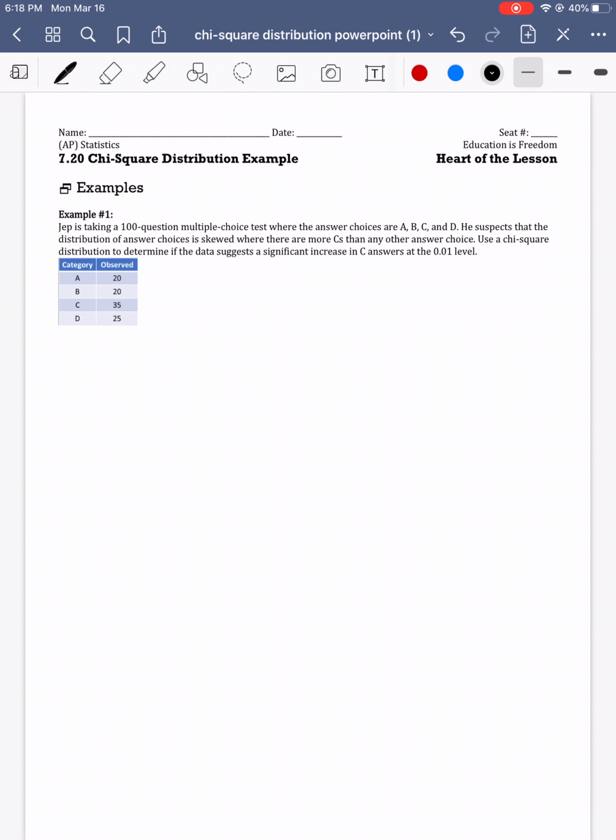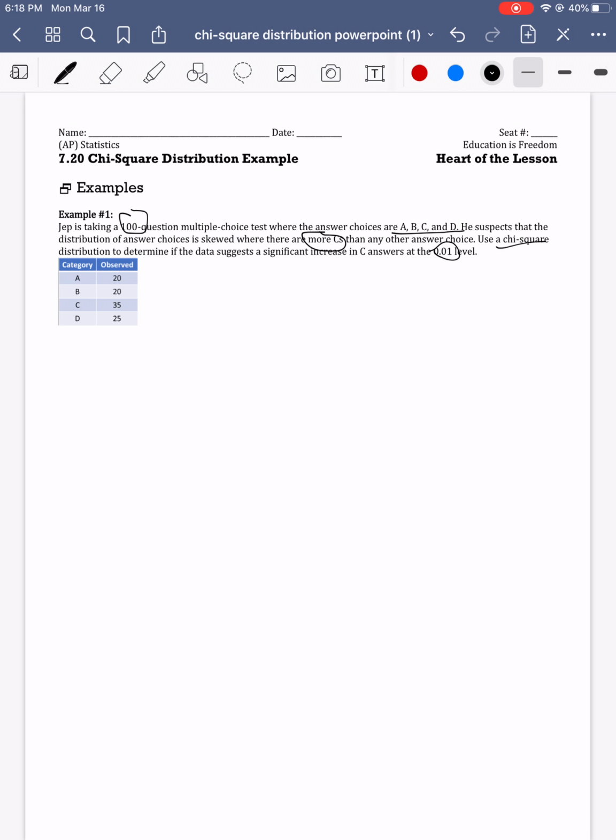So looking at this example, we see Jep is taking a 100 question multiple choice test where the answer choices are A, B, C, and D. So here, he expects that the distribution of answer choices is skewed where there are more C's than other answer choices. And then we have our alpha level of 0.01. So I want to take a look at why this is a chi-square test, and even though it does say chi-square, how would we know if it didn't?